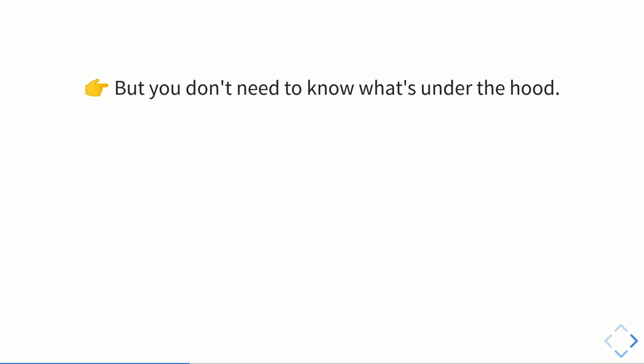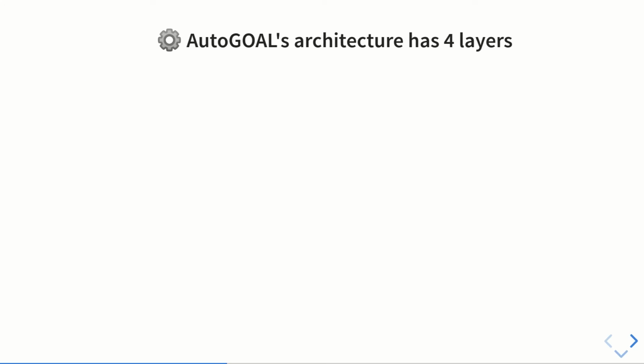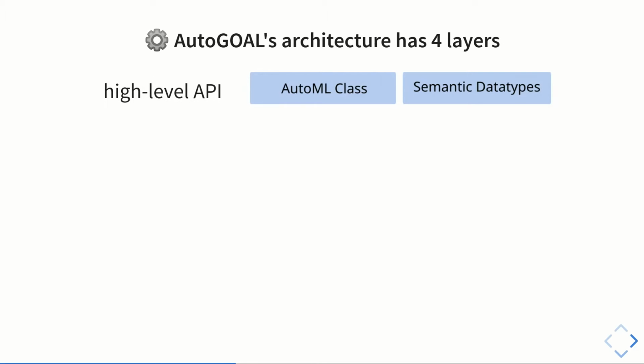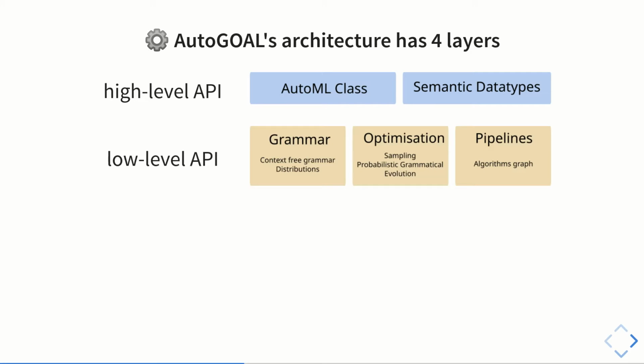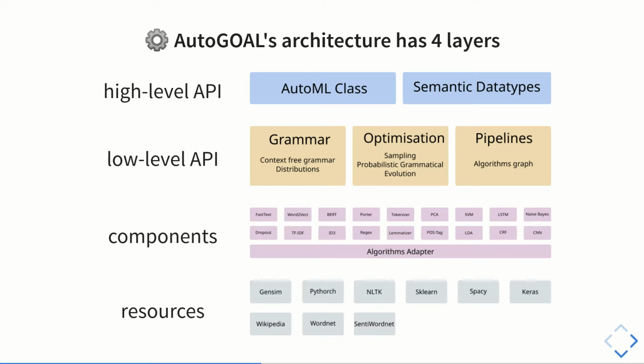However, you don't need to know what's under the hood in order to use it. You can use our semantic data types to define your problem input and output, and AutoGOAL will automatically find all compatible components. The architecture of AutoGOAL is composed of 4 layers: a high-level API that most users will interact with, a low-level API for fine-grained access to internal components, a list of algorithm adapters, and connections with external resources.